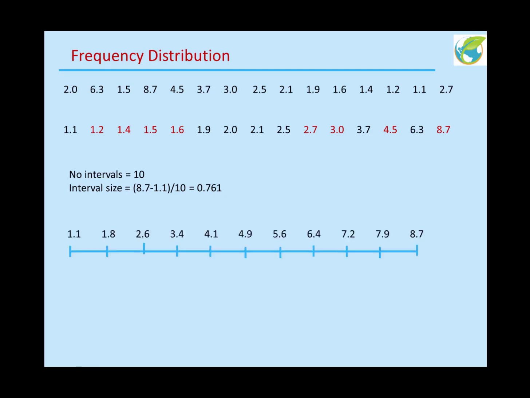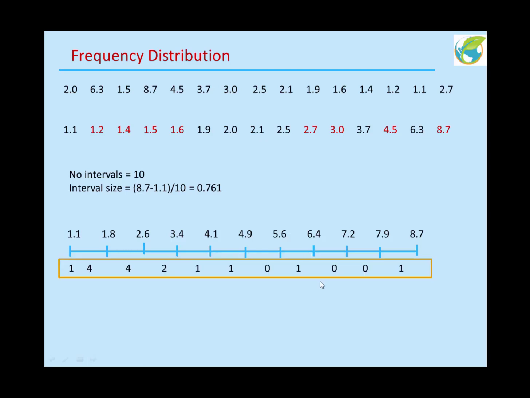In the next step, you calculate what your intervals are. So we have 10 intervals. Here are the 10 intervals, and from 1.1 to 8.7, that's how they are divided. And then from that interval, you calculate your frequency. That means the number of data points that fall into each one of these intervals. So the first one is itself, one number here.